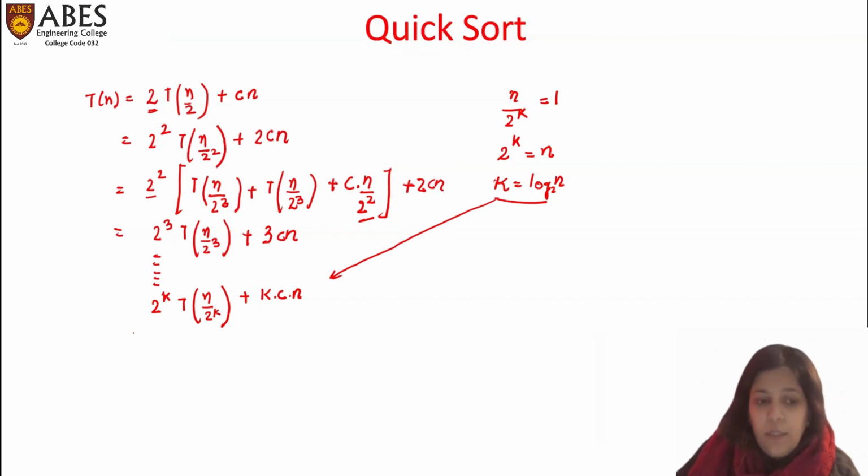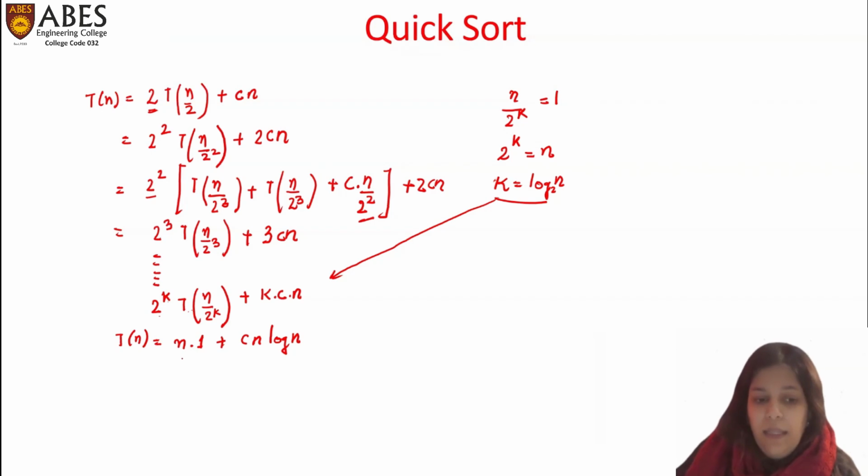we can say that the total time required for the quicksort algorithm on an array of size n can be written as: 2 raised to the power k can be written as n, and T1 will become 1, as there is only one element, plus the value of k is log n. So this can be written as Cn log of n.